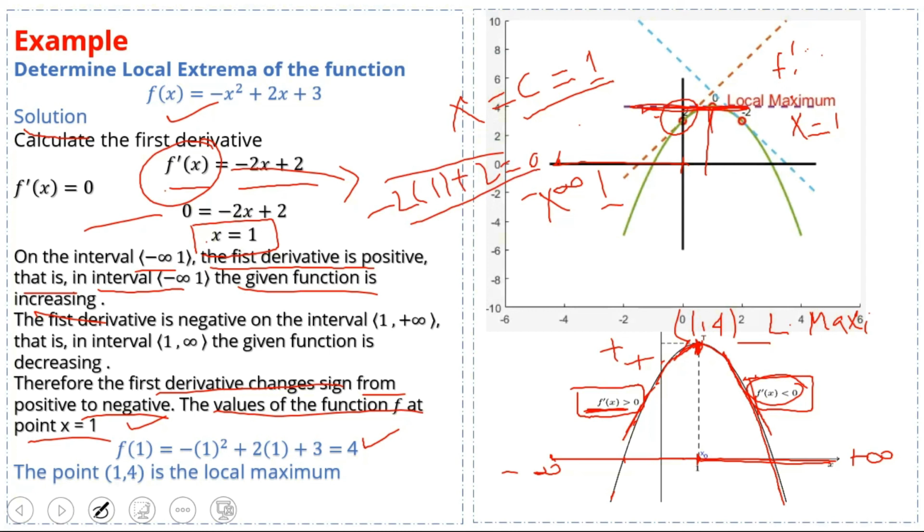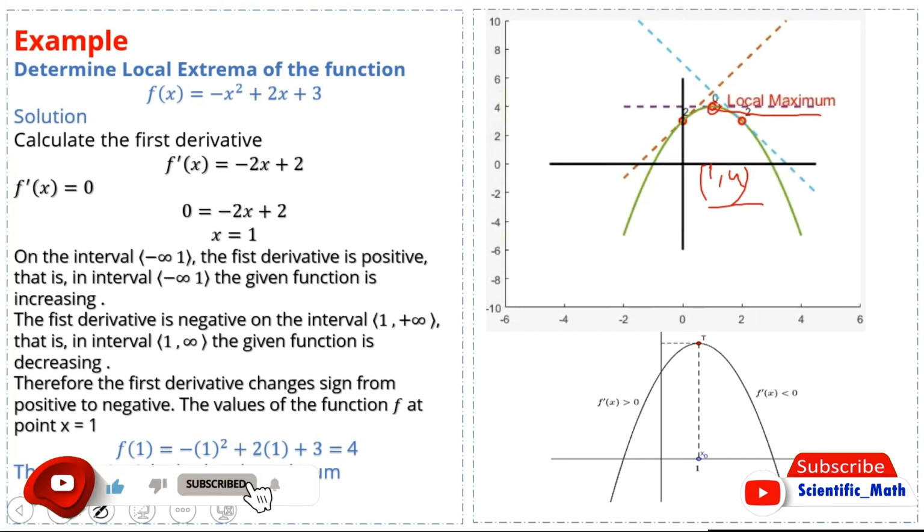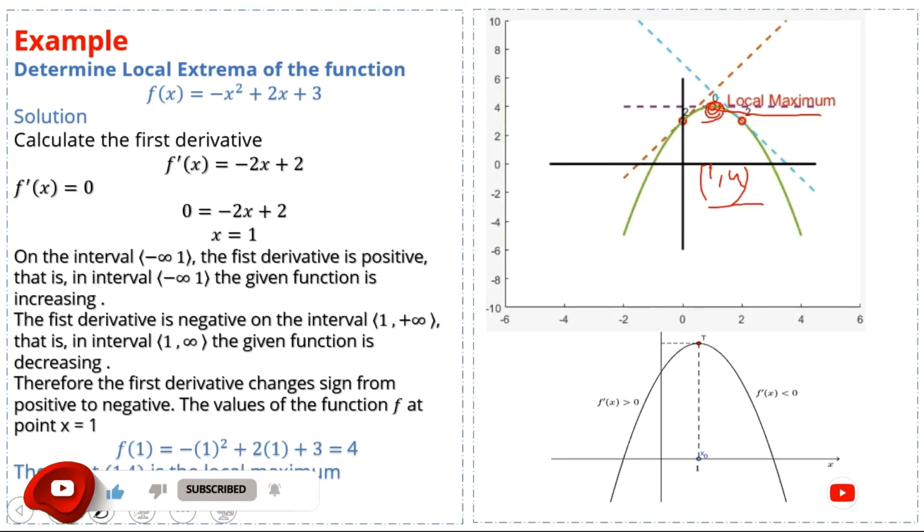After this point the slope of the tangent line is negative, or the first derivative is negative, from 1 to positive infinity. So this is the local maximum we have. This is the local maximum at the point 1, 4, and at this point the derivative of the function is 0, or the slope of the tangent line is 0.